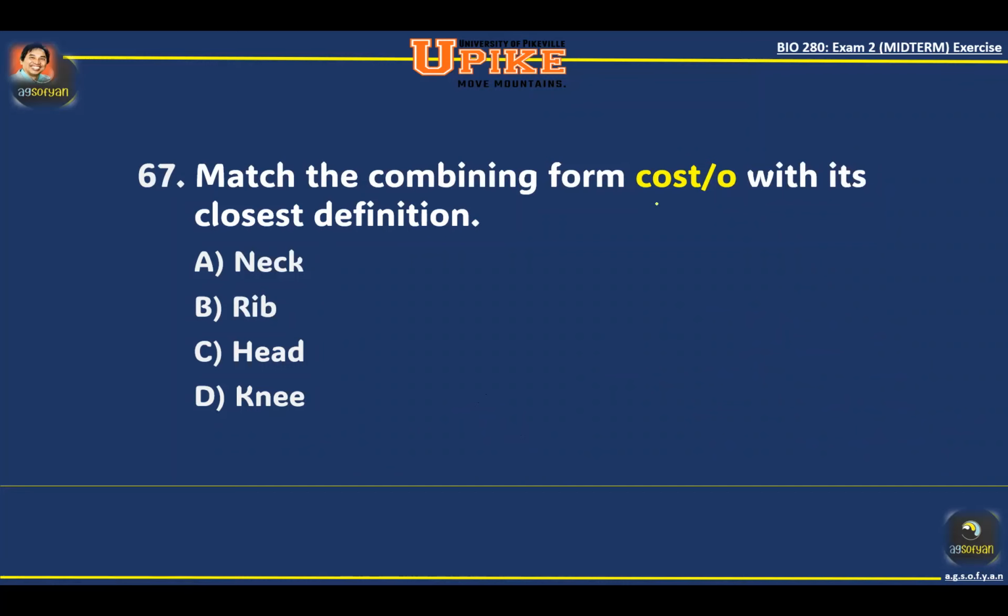How about costae? If you have the breastbone, then you have 12 pairs of ribs. So this is the ribs. Costae means ribs.